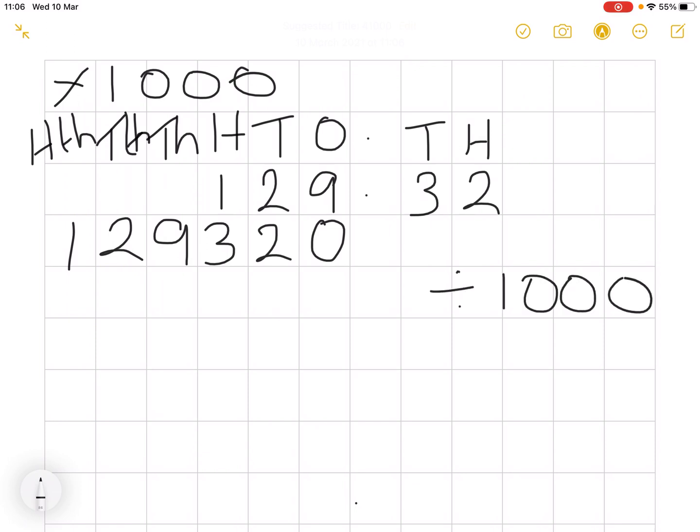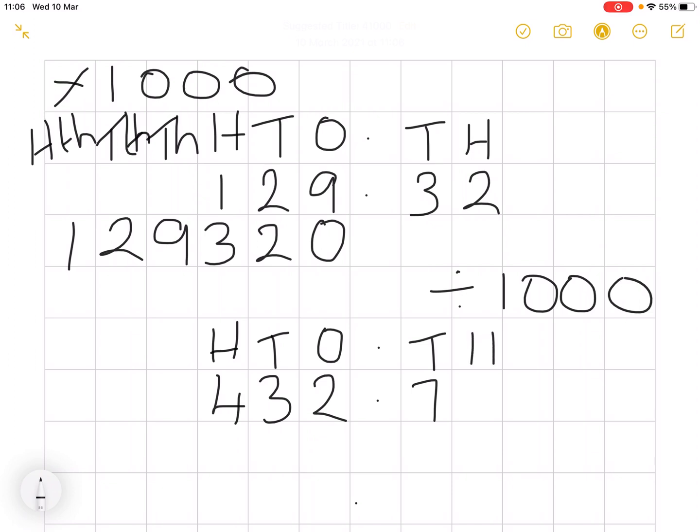So again, we're going to use our place values to help us. Our calculation is 432.7. So I'm going to put my headings in again. I'm going to put my hundreds in, my tens, my ones, put my decimal in. I'm going to put my tenths, my hundredths, my thousandths, and my hundred thousandths in. Because I know I'm going to move, this time, my numbers 3 places to the right when dividing by 1000.